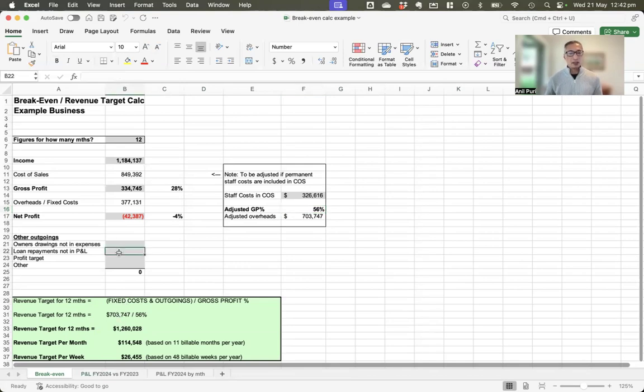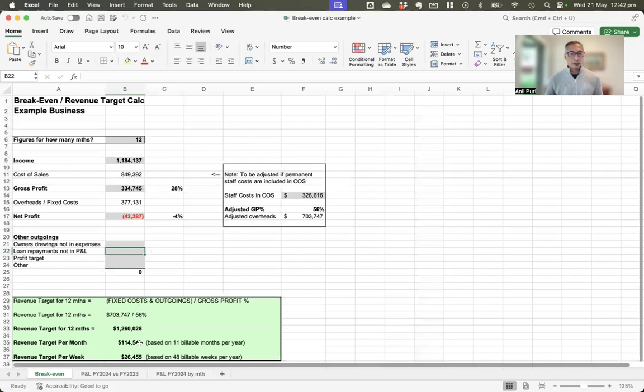Down here, just keep in mind as well that the profit and loss statement doesn't capture everything. There are additional loan repayments that you might have. There may be tax repayments. These things generally aren't in your profit and loss statement.